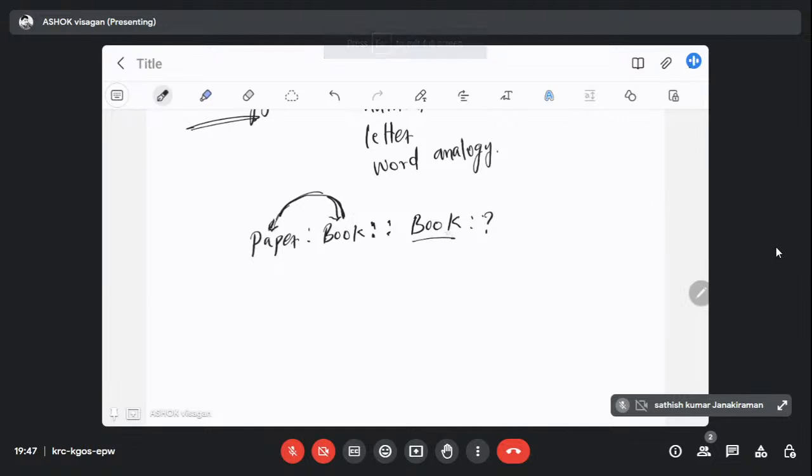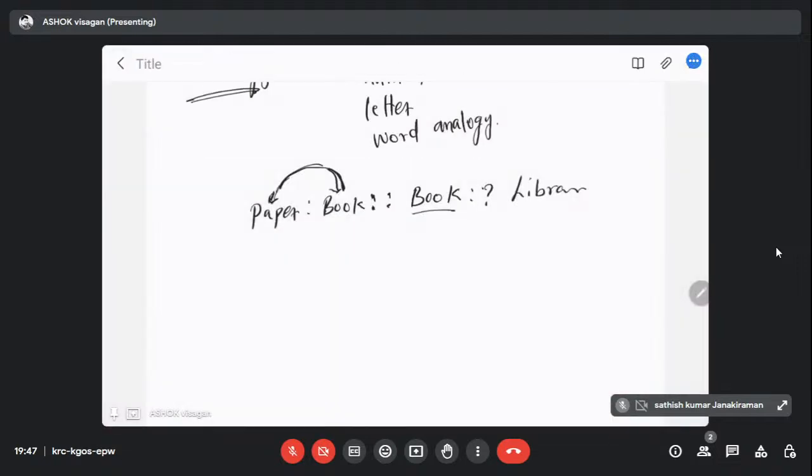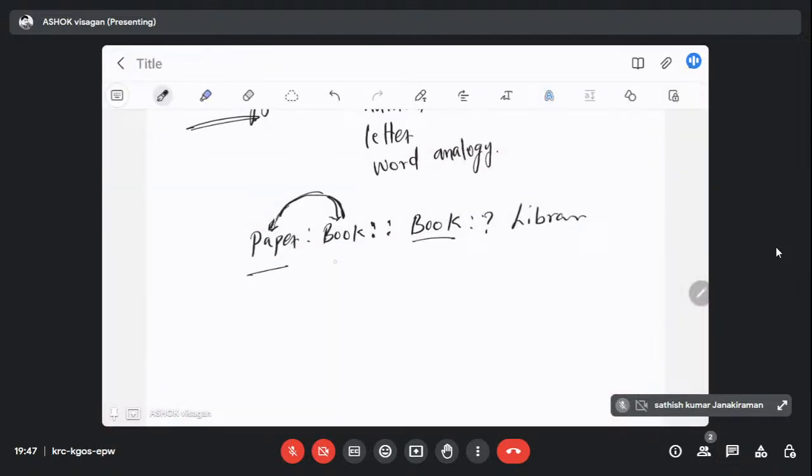So book is part of what? It is based on the options only. We can say book is a part of a library. So a library is made up of books, and a book is made up of papers. Like that you can connect it. In all these analogies, whether word, number or letter, you must connect the first thing with the second thing with the same relationship.